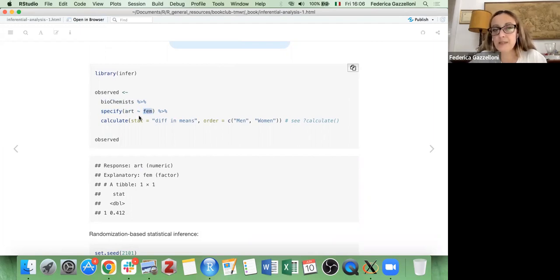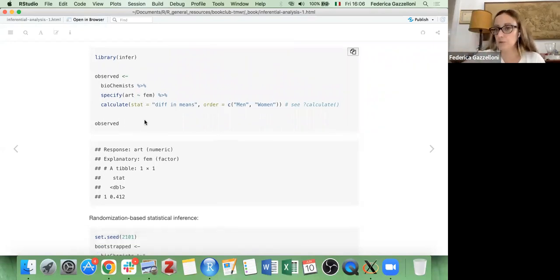Okay, when we use specify, we can use this tilde if we use not only the response, but even the predictor. And then we want to specify that they are in a relationship. So we can use this tilde, or otherwise we can use response equal to art and predictors equal to the other. But anyway, then we calculate this statistic with the option difference in means.